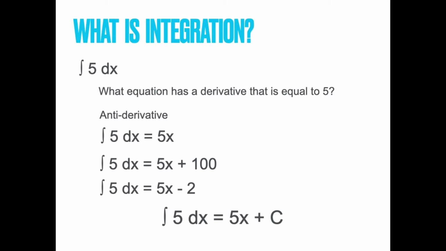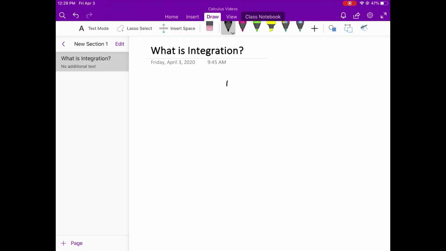So in general, we write the answer to this as 5x plus c. And c here means any constant. We don't know if there is one, and we don't know what it is, so we just put plus c. All right, so we're going to look graphically at what's going on with this plus c situation.